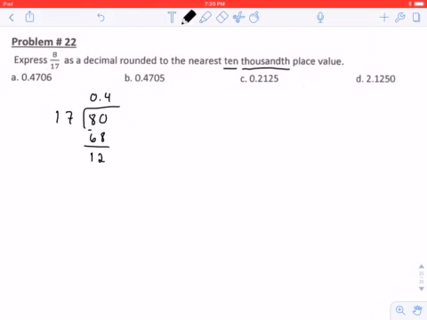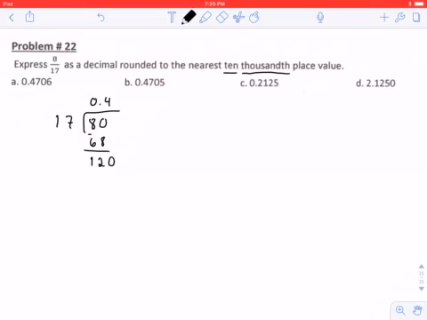Now we have 12 divided by 17. We are allowed to bring down a 0. We have 120 divided by 17. We need to know our 17 table. And on this side, we're going to write 17 times 6, 7, maybe 7. 17 times 7 is going to give us 119. That's less than 120. Perfect. 17 times 7 is 119.